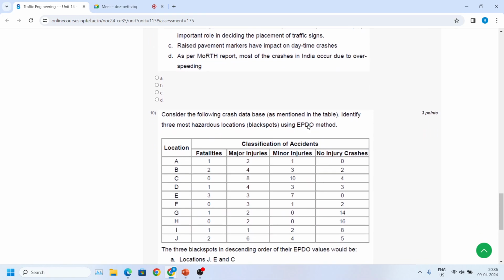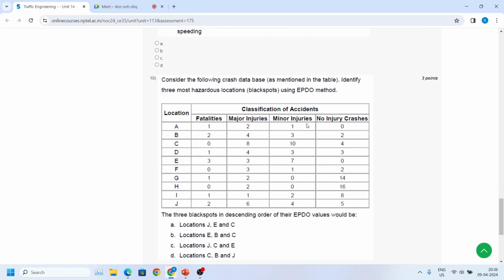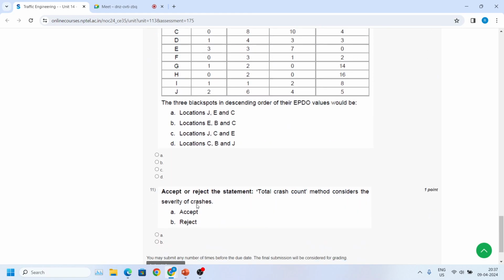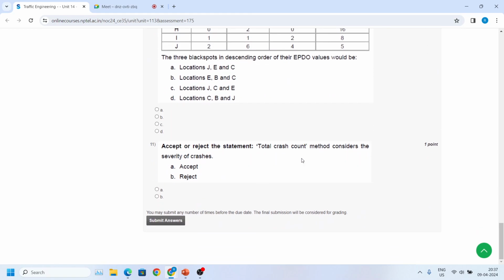Then this problem with the EPDO method, it's very similar to what we solved today. I think the data might be slightly different, so you have to check what would be the correct answer. But the formula and all remains the same. You have to create another column with EPDO and just do those calculations and you will get the answer. Last one is total crash count method. Consider severity of crashes. I think this was also discussed briefly. That doesn't classify anything as such in crashes.